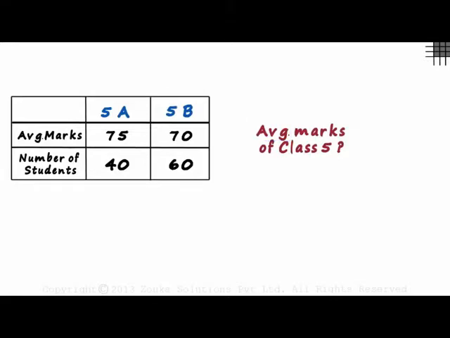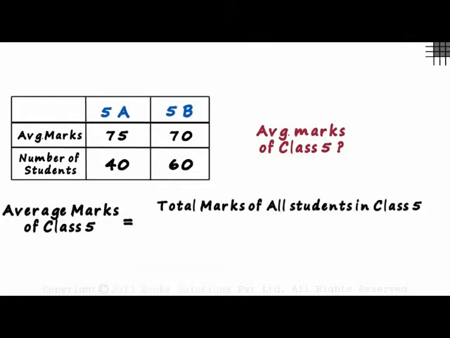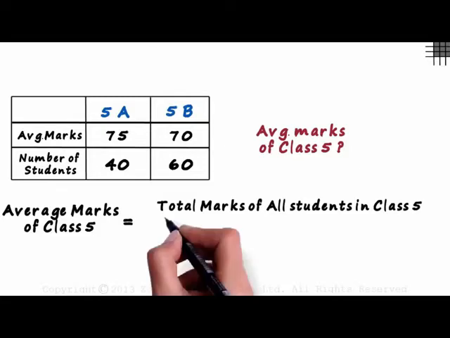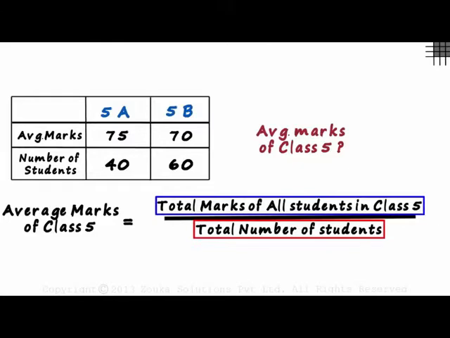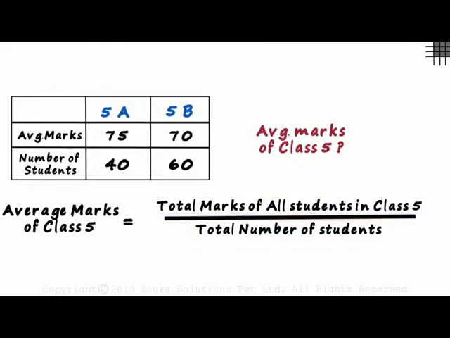So we know how to find the average mark of class 5. It would be the total mark of all students in class 5 divided by the total number of students. We just use the formula for arithmetic mean. We know the total number of students in class 5, as A and B are the only two divisions. The total number of students in class 5 will be 40 plus 60, which is equal to 100.